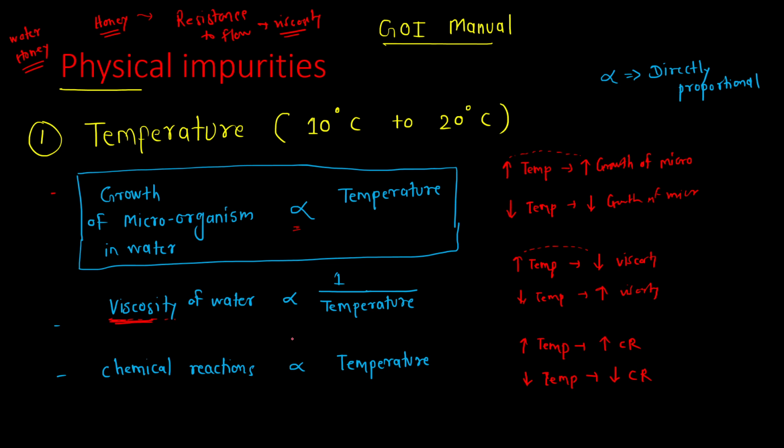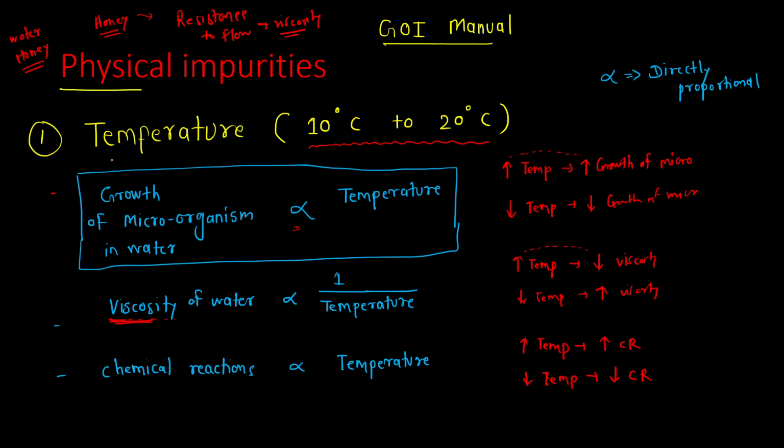So this is a conceptual understanding of the temperature of water. Other than this, the most important thing you have to remember from an exam point of view is the range. What is the standard range of temperature for drinking water? It is 10 degrees Celsius to 20 degrees Celsius.